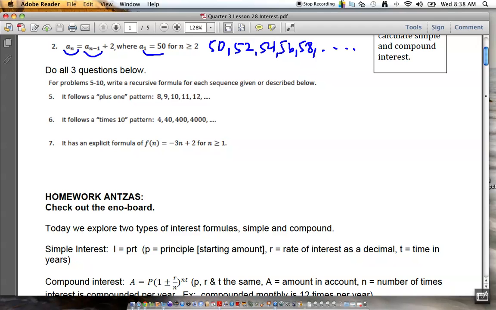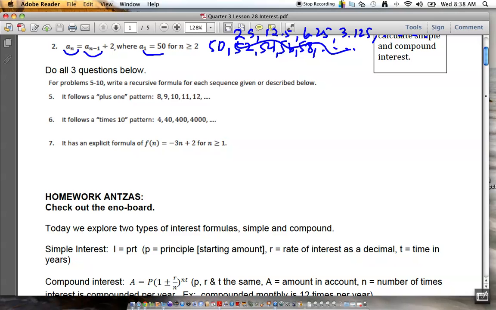Okay, for problems 5 through 10, I'm going to do all 3 of these. Write a recursive formula. It's a division sign. It's not plus 2. Is it a division sign? Yeah. Okay, sorry. 25, 12.5, 6.25, 3.125, etc. So this would then be a geometric sequence.